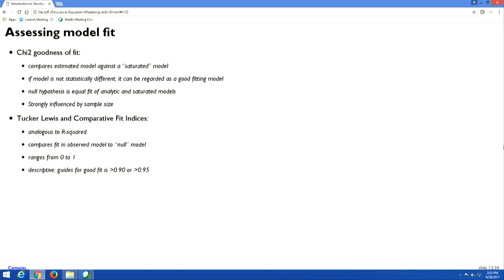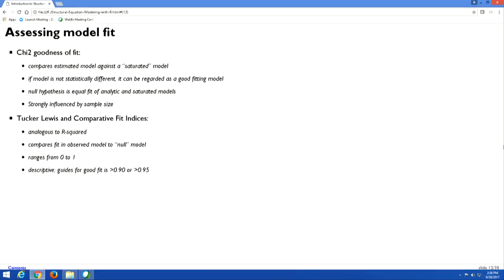But the concept here is that if the model that you fit is not statistically different from a saturated model, or a best, in quotation marks, model, then you have a good fitting model. So the null hypothesis here is that your model and the saturated model are equal, and so you want to fail to reject that. So you want a p-value greater than 0.05 or whatever your threshold is. And if you have that, you can conclude, yes, I have a good fitting model.